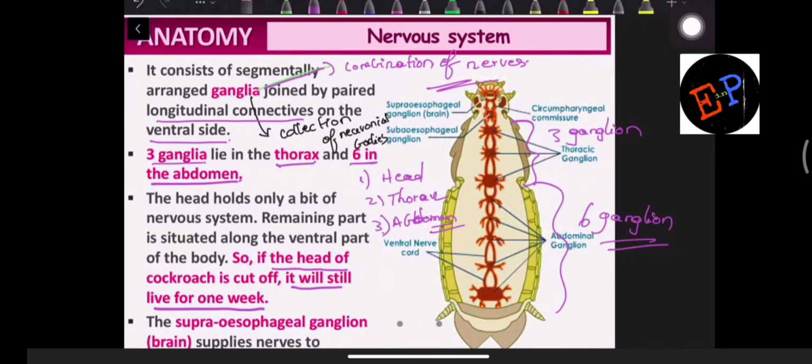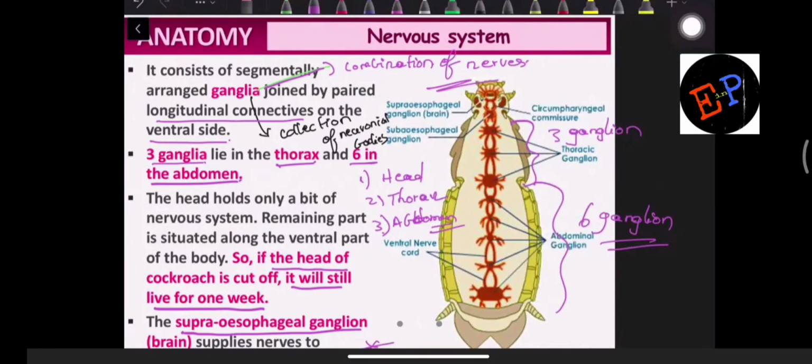Are you able to understand? Because the major part of the nervous system is not connected to the head. It is connected only to the ventral region of the cockroach. That is the reason why it can survive even for 1 week, even if you cut the head of the cockroach. Clear, no? So the supraesophageal ganglion, which is connected to the brain, supplies nerves to the antennae as well as the compound eyes. This is one important point which you should remember.